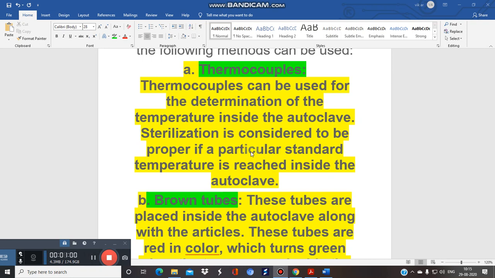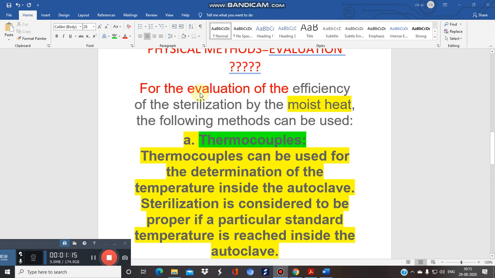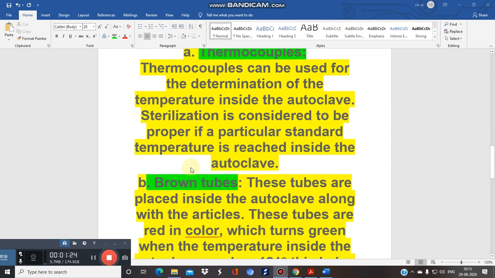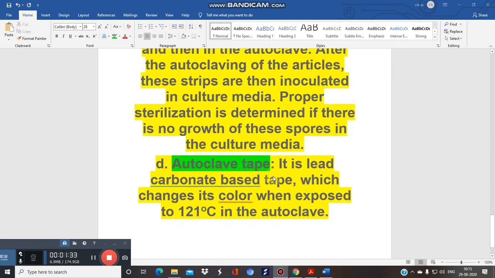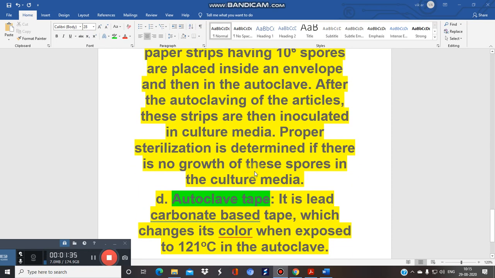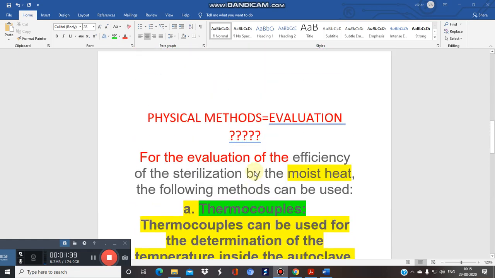I hope you remember the moist heat sterilization process, and we have divided the moist heat into 3 parts, that is at 100 degrees Celsius, above 100 degrees Celsius, and below 100 degrees Celsius. So for evaluating the efficiency of the moist heat sterilization method, we use different types of thermocouples. Then there is a term that is known as the Brown tubes. Okay, then Bacillus stearothermophilus spores, and the last one is the autoclave tape. So we will do these 4 components in the evaluation of the efficiency of the moist heat sterilization methods.